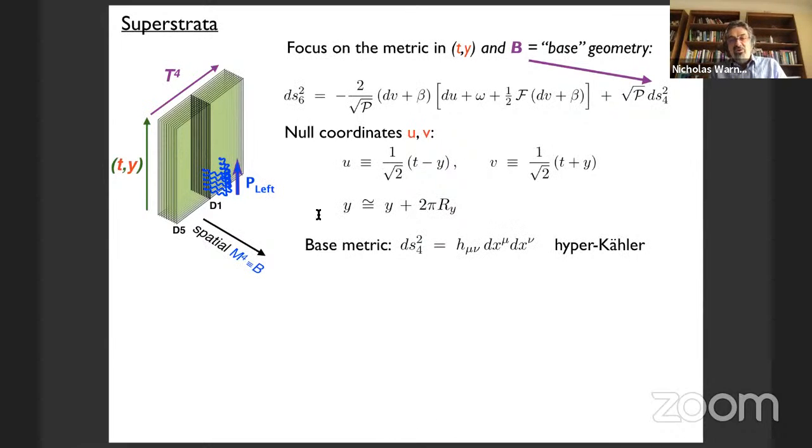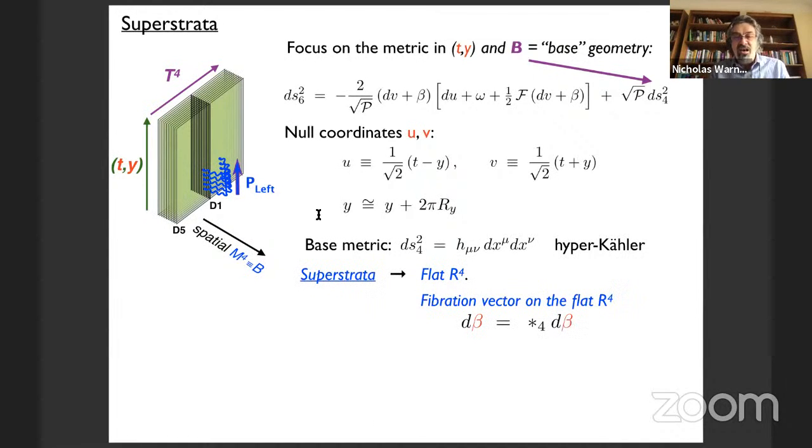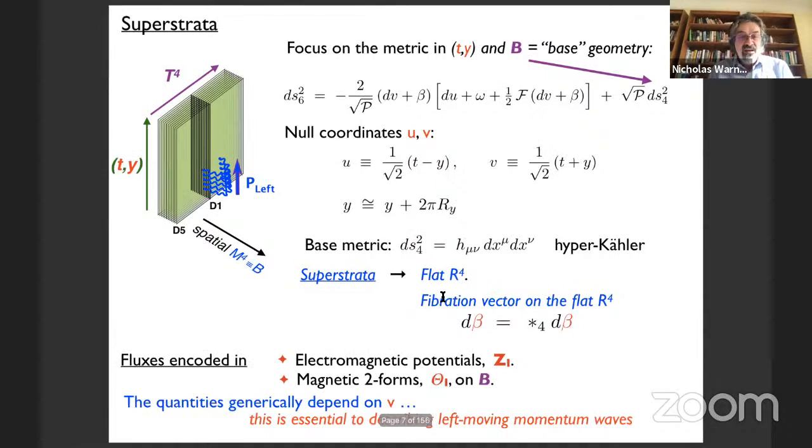The base metric a priori can be hyperkähler, but all we know how to do for superstrata at the moment, and this is a big unsolved problem, is flat R4. And then the fibration vector has to satisfy a simplified version of the condition it had to satisfy. It's simply self-dual on the flat R4, and we'll talk about what we choose for that later. So we've really dumbed this thing down. It's flat R4.